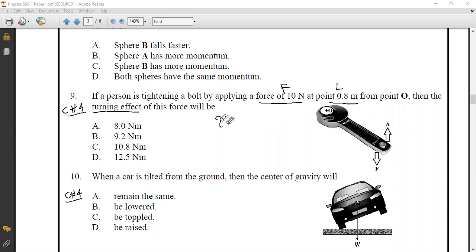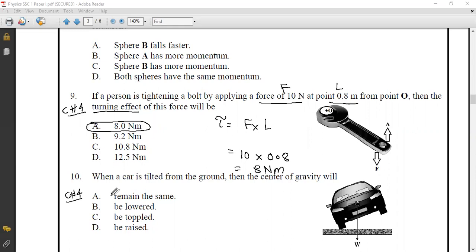The question is very simple. Torque is equal to force multiplied by moment arm L. The value of force is 10 and the moment arm is 0.8. So after multiplication, we will get 8 newton meters. So the correct answer for this question is option A.